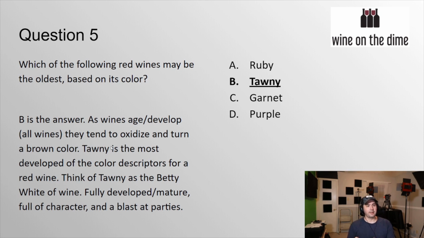It's definitively garnet. And then going into tawny, think of port. It's getting pretty much to the point where it's brown but maintains some of that red coloration. And then brown is just totally brown. So you'll know that when you see it.